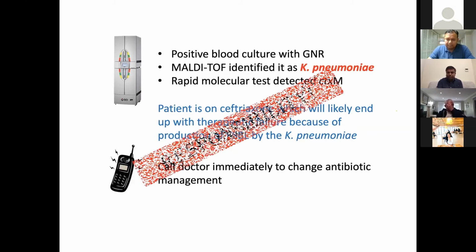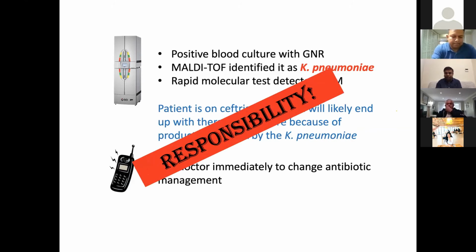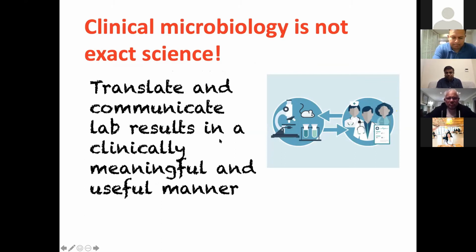So this means responsibility. It means you need to be vigilant so that your patients are safe. These are some examples of how a clinical microbiologist works in the laboratory. And as you can see, it is really not an exact science. The job of the clinical microbiologist is to translate and communicate lab results in a clinically meaningful and useful manner. So it may sometimes happen that you do not report things as you found them on the bench.